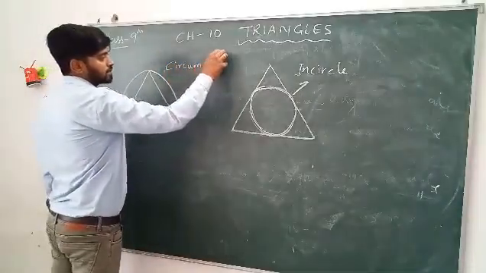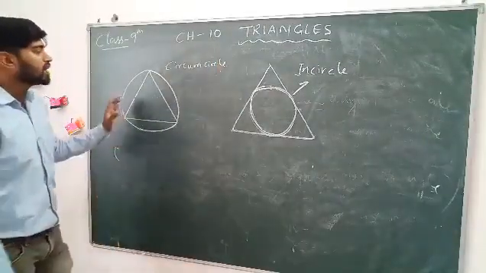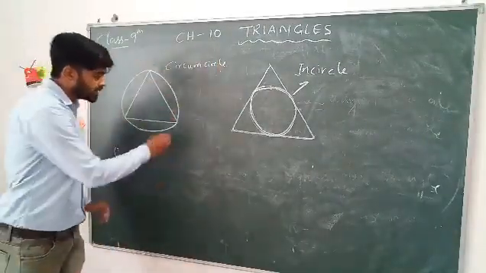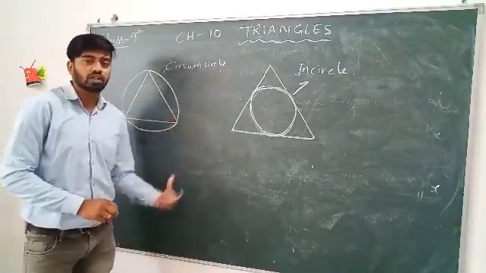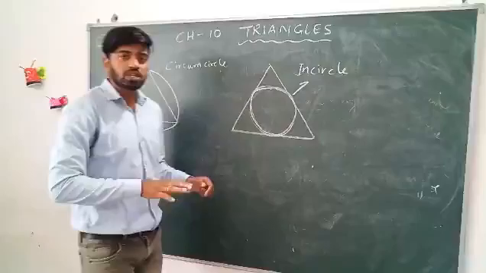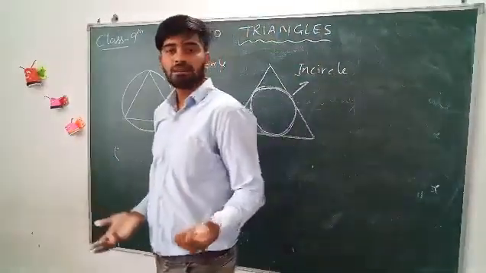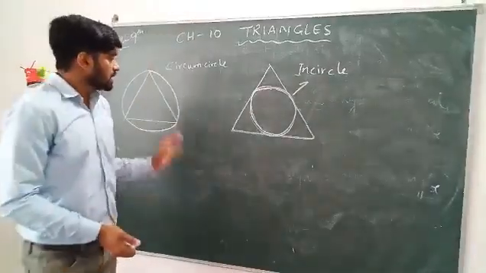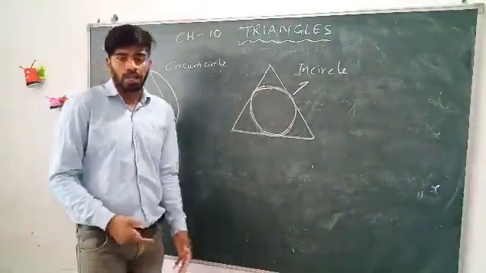Circumcircle. Okay, circumcircle. If I draw a circle outside this triangle, but it is touching all the 3 points of the triangle, then it's called a circumcircle. Okay, this is what you guys need to know right now. Later on in the forward chapter, in some other chapter, in the construction chapter, we will be learning how to make this using a compass and a scale.